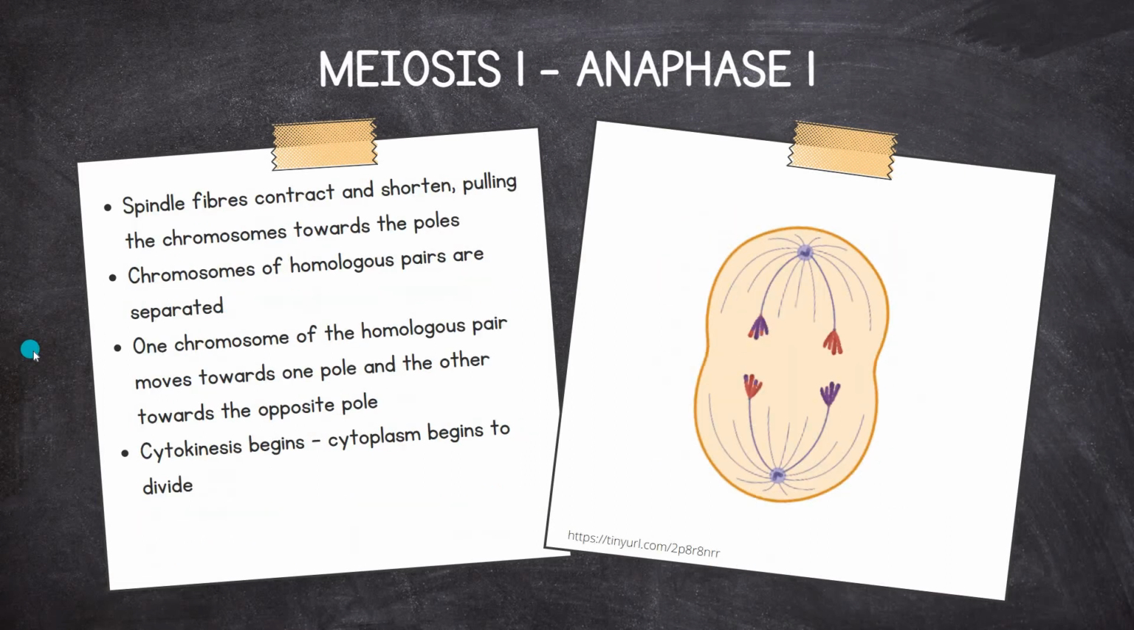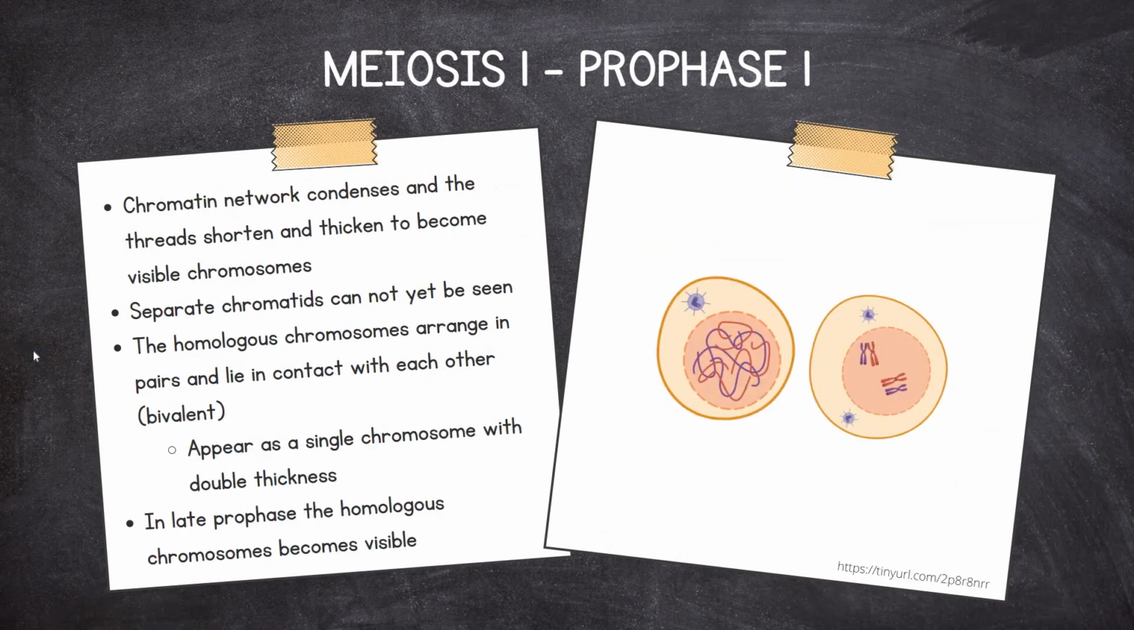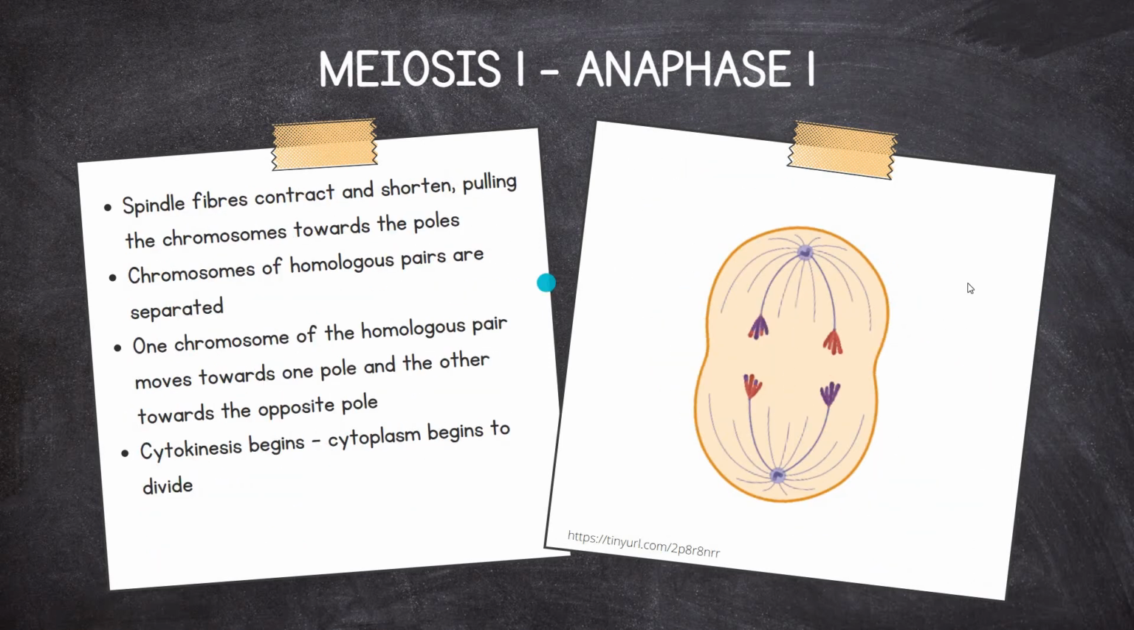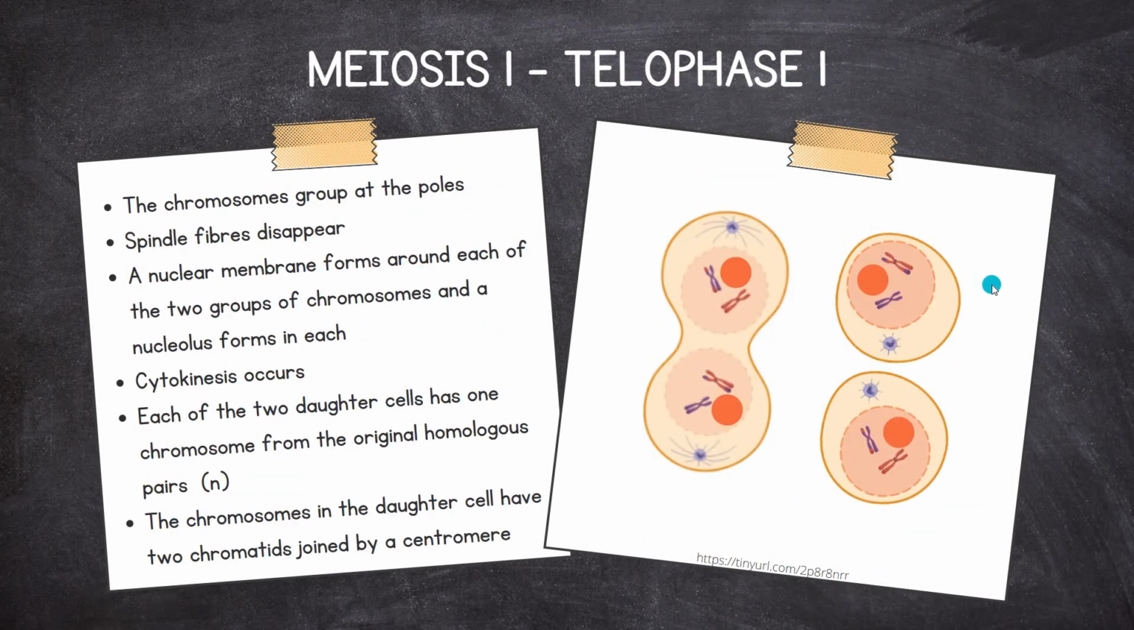Okay, let's just show you that. There we go. There you can see we have 4 chromosomes. So each cell has 1 of these from each pair. Okay. Then the chromosomes in the daughter cell have the chromatids joined by a centromere. Again, we have the centromere that just joins the chromatids of the chromosome. Okay, so this is the end of meiosis 1.